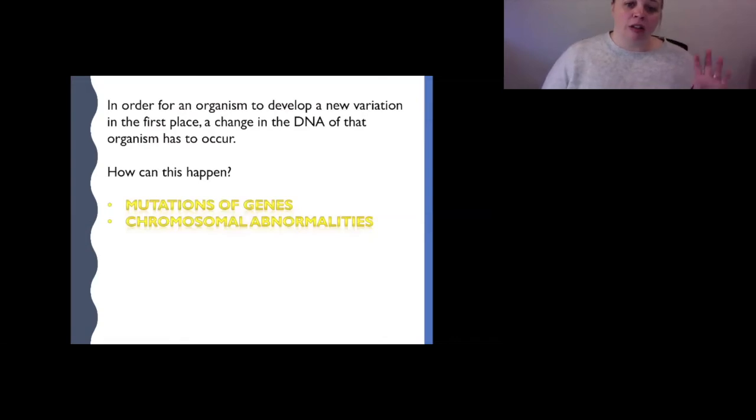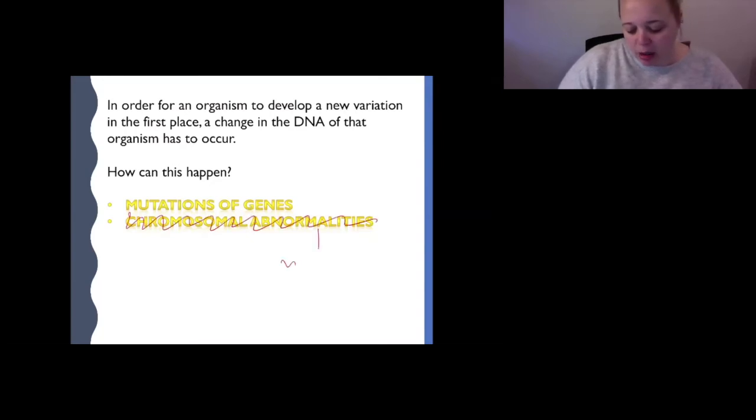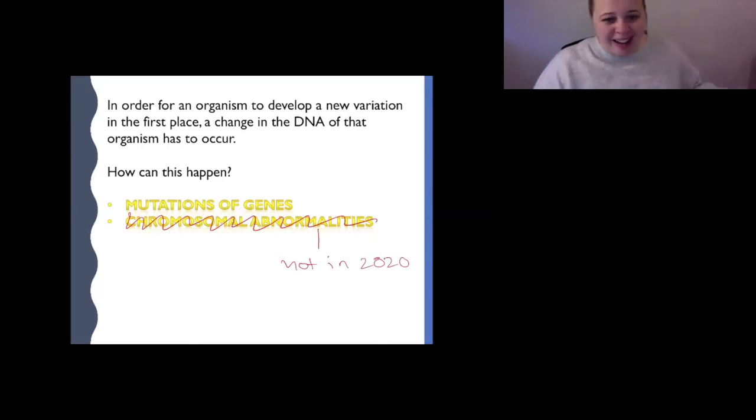So there are 2 parts of this course. The second part here, this chromosomal abnormalities, is not in 2020. Yes, so there will be a video added later on for next year's cohort. However, at this stage, you don't need to understand chromosomal abnormalities. So we're just going to look at gene mutations.